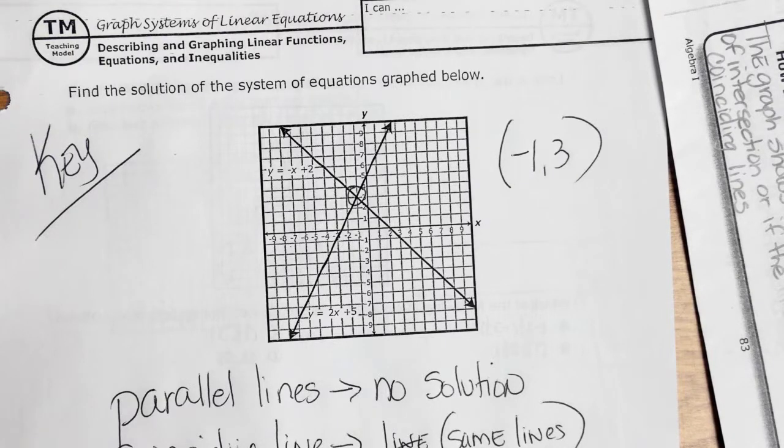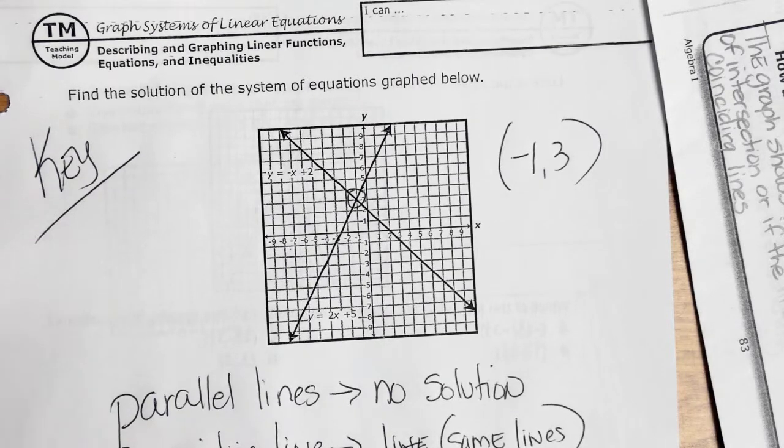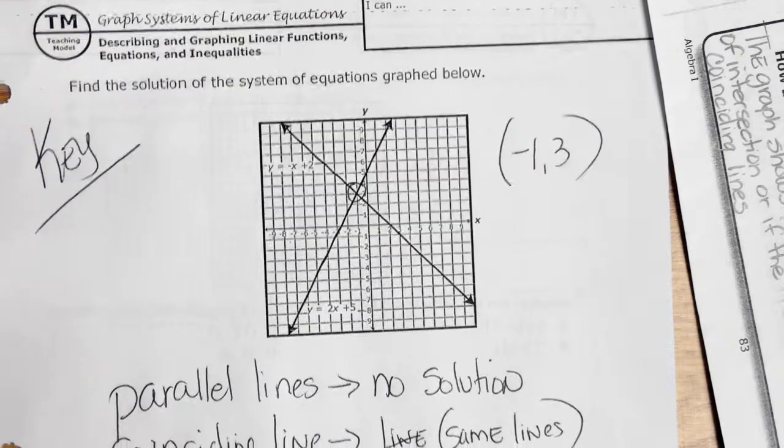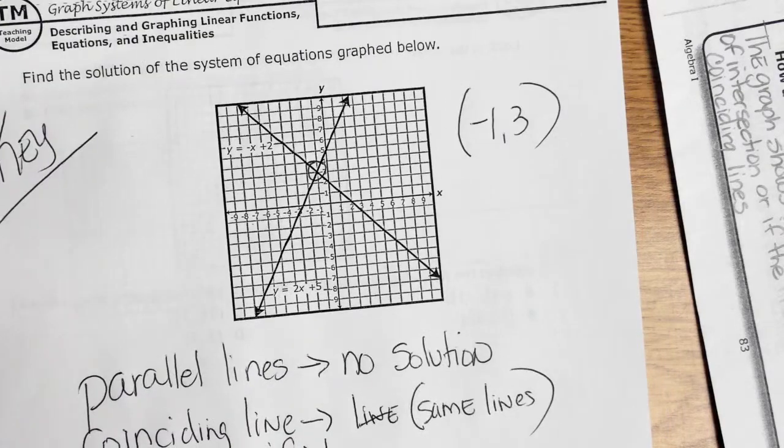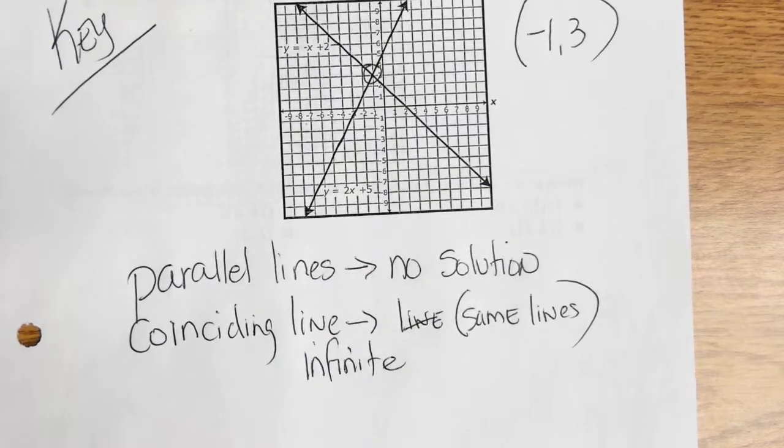All right, graphing systems of linear equations. What is the solution to the system of equations graphed below? It is where the two lines intersect, at -1 and 3. Parallel lines have no solution, and coinciding lines, or the same lines, have an infinite number of solutions. Okay? All right, let's go on.